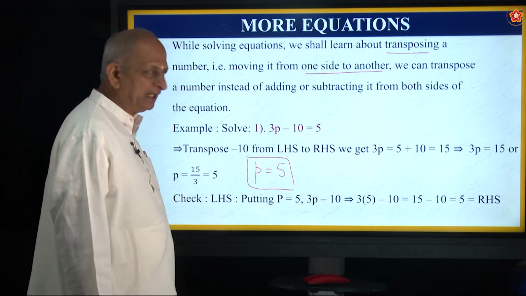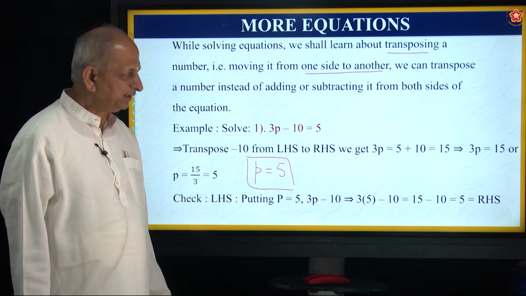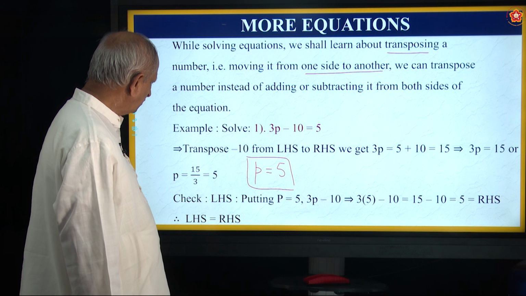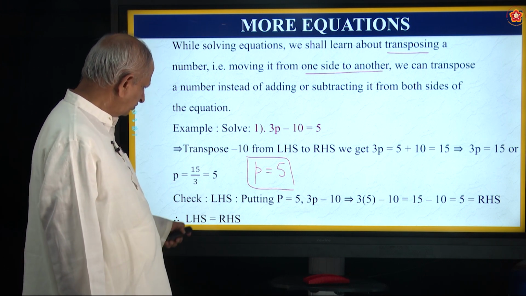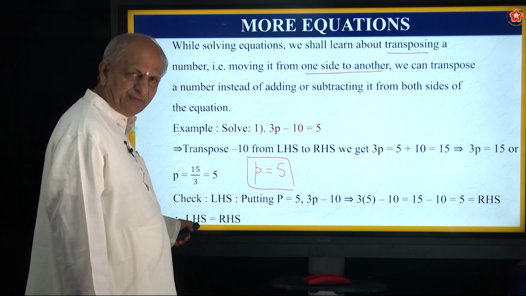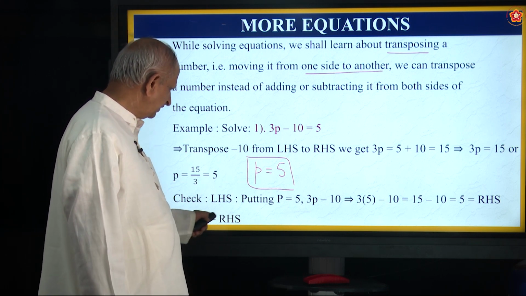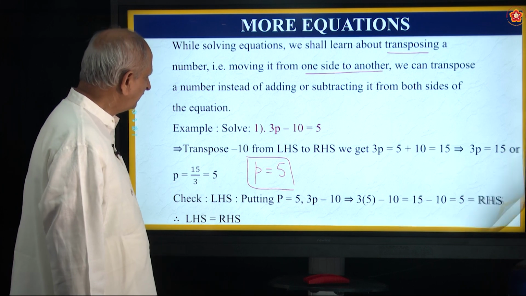Okay. So, this is another method of solving the equation. We will work out one more problem. So, in the end you must write, after verification, it is also called verification or checking, left hand side is equal to right hand side.